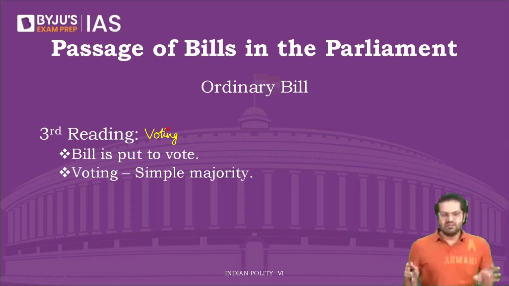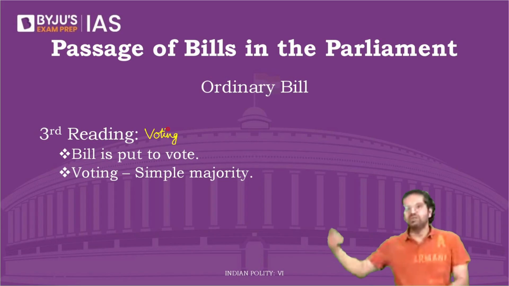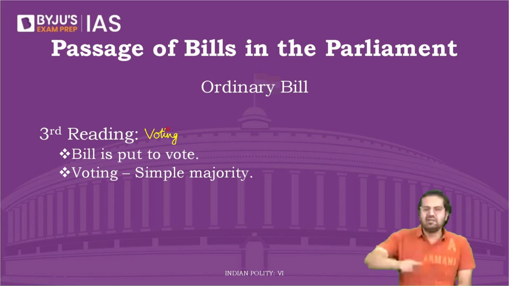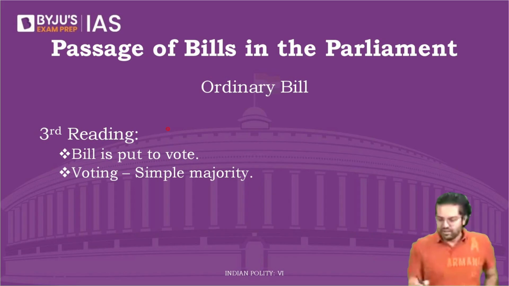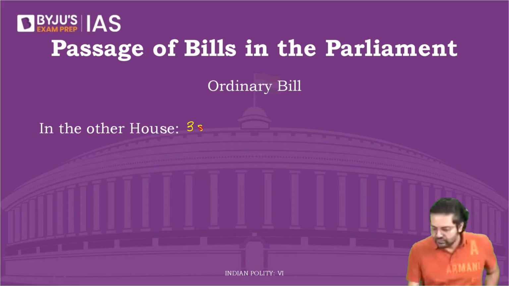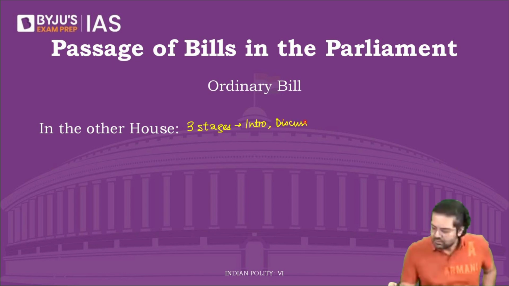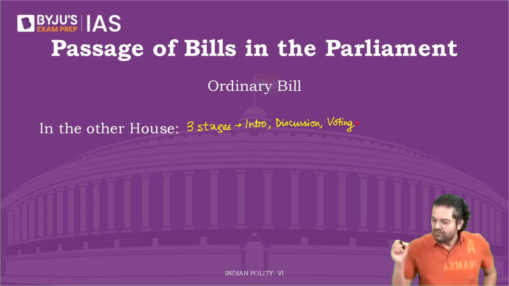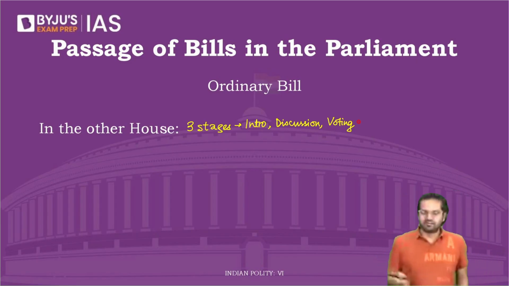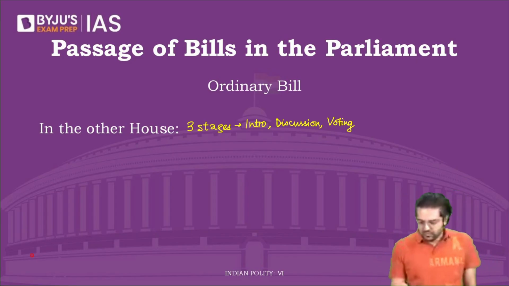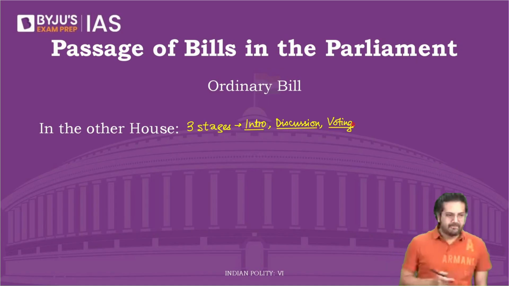Simple majority. Once it is passed, it is sent to the other house, where the exact three stages are repeated. So, in the other house, three stages: introduction, discussion, voting. Same three things, three readings. So, these three things are done. The real catch is voting, right?